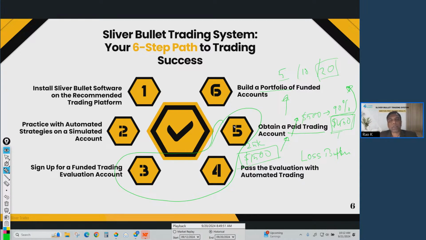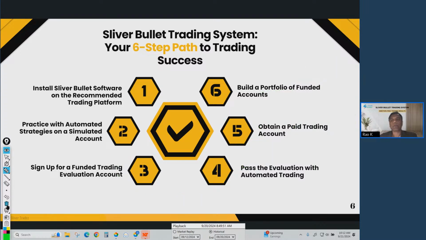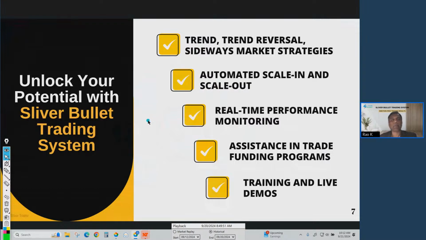Once you have a funded account, you build a portfolio of funded accounts, and that's when the magic happens. Once you know this formula, once you have done it once, you know how to do it again, second time, then the third time, then fourth time, and that's how over a year or so you build a portfolio of accounts. So that's why it's a scalable business. You have to put in the dedication of doing it as a business, not gambling.